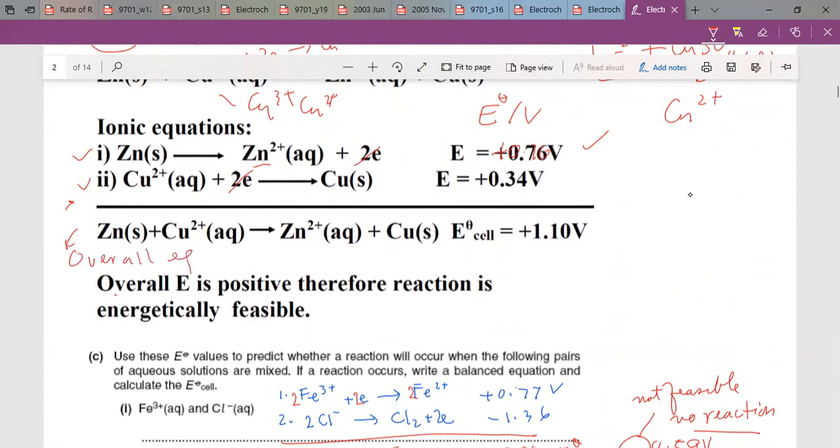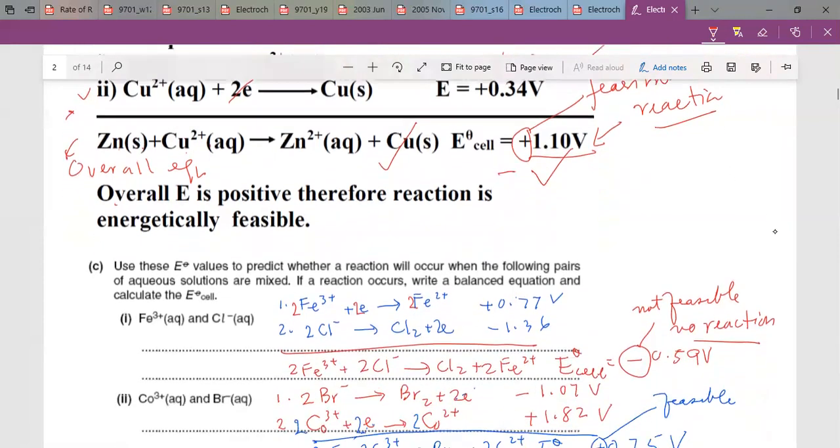Overall equation: Zn solid plus Cu2+ gives Zn2+ plus Cu. Now I add on the values. Positive means what? Feasible. Feasible means there's a reaction. They normally ask you feasible or not, give you the overall equation and of course the E cell. Simple as that. If it's negative, it means no reaction. Sometimes it will happen in 2 steps, and we see how it happens.